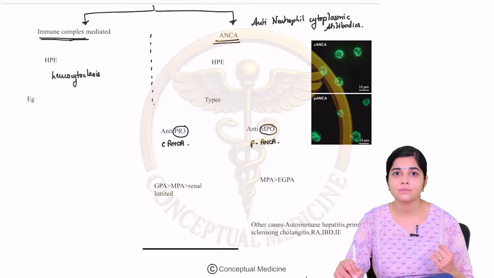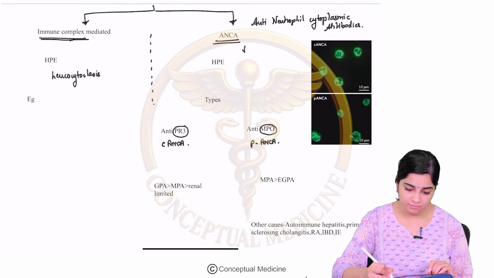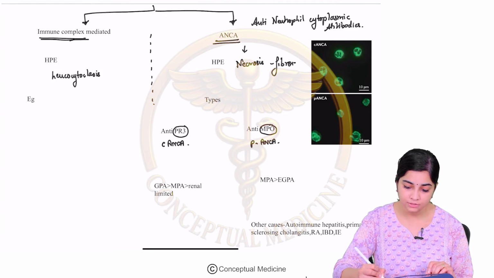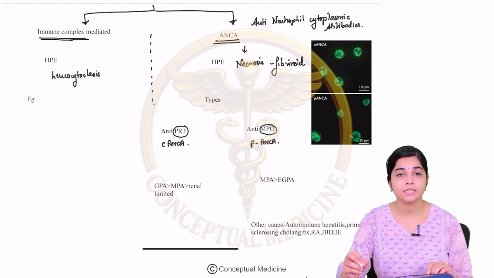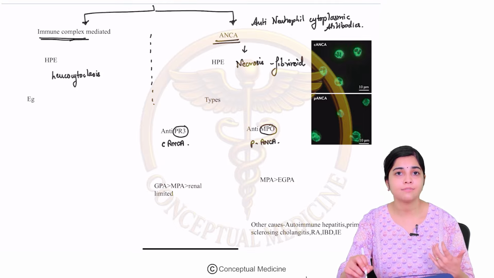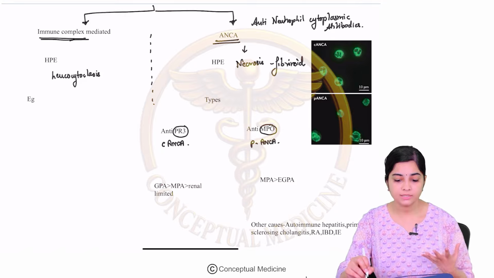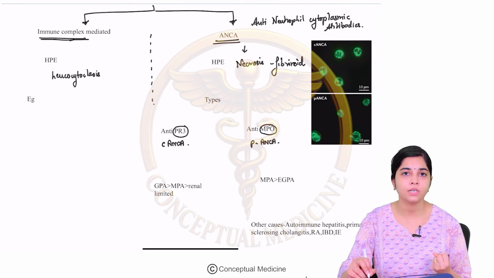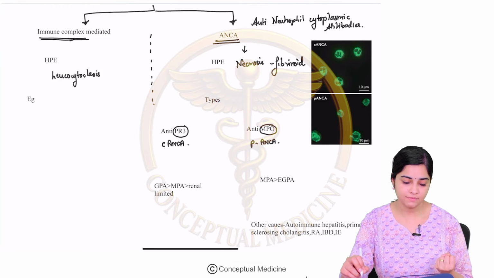In ANCA-associated vasculitis, this predominantly results in a fibrinoid necrosis. Fibrinoid necrosis means there is damage or necrosis of all three layers and extravasation of blood outside. So a necrotizing vasculitis is your ANCA-associated small vessel vasculitis.